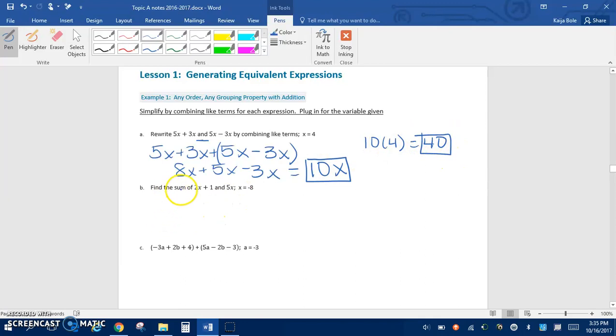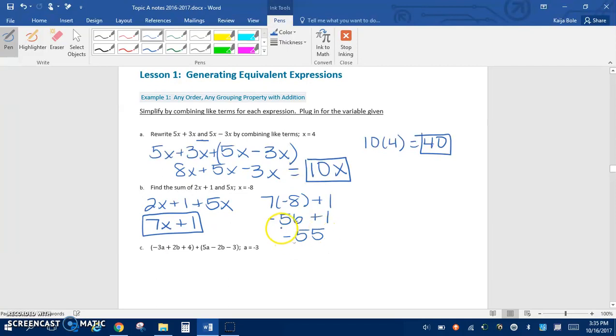All right. Part B says find the sum of 2x plus 1 and 5x. So we have 2x plus 1, then plus 5x because we're finding the sum. So we combine like terms. So the x's we can combine. So 2 plus 5 gives us 7x. And then we just keep the plus 1 because we have nothing to combine that with. So that's our simplified expression. And then it says to evaluate when x equals negative 8. So we have 7 times negative 8. Then plus 1. So we get negative 56 plus 1, which gives us negative 55.